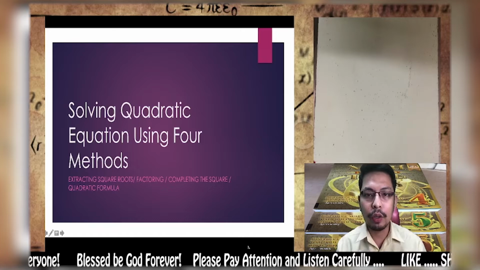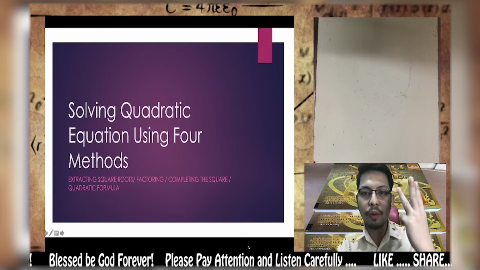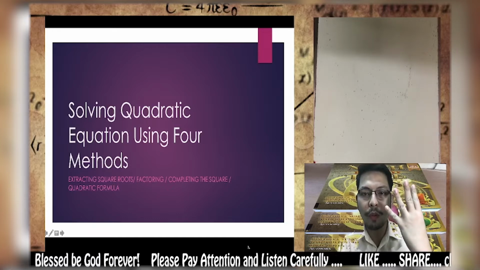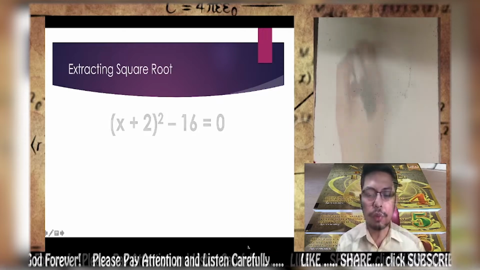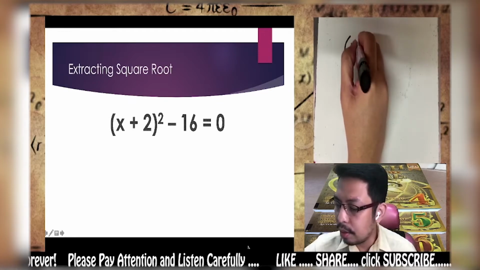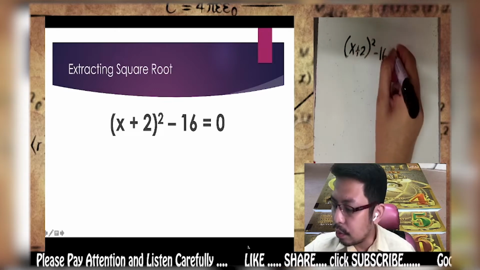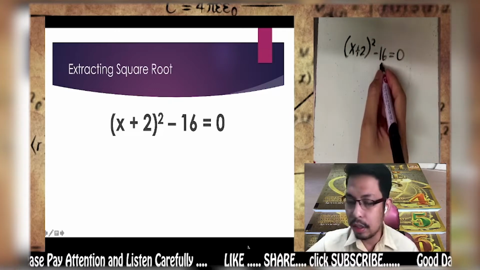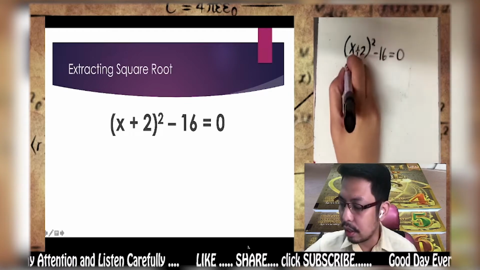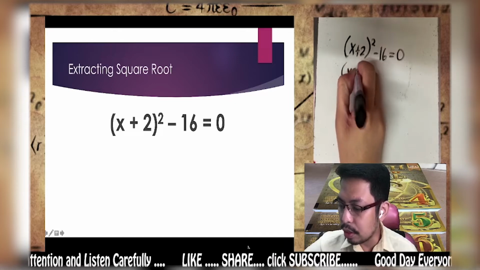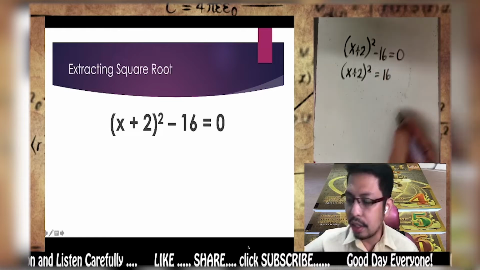Solving quadratic equation using 4 methods: extracting square root, factoring, completing the square, and quadratic formula. Let's begin. Let's have a review regarding extracting square root. We have the quantity x plus 2 squared minus 16 is equal to 0. We transpose negative 16 to the other side so that negative 16 will become positive 16. So the quantity x plus 2 squared is equal to positive 16.